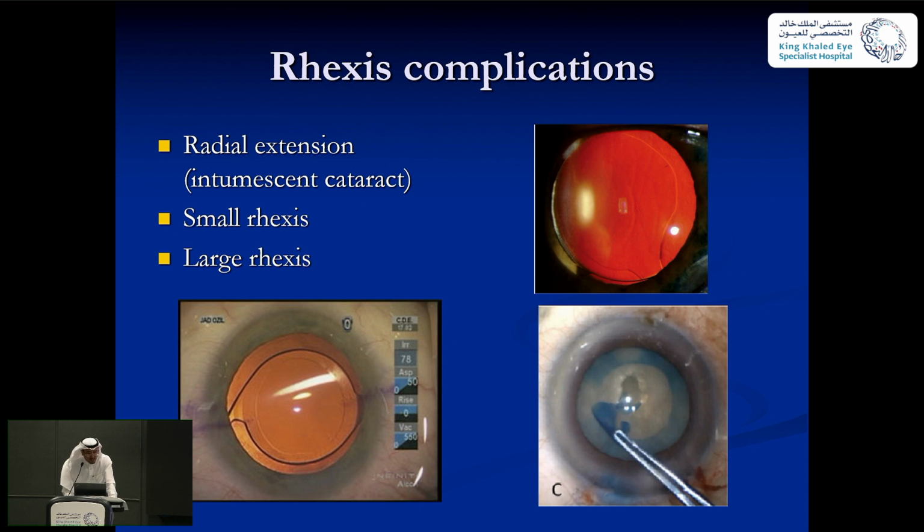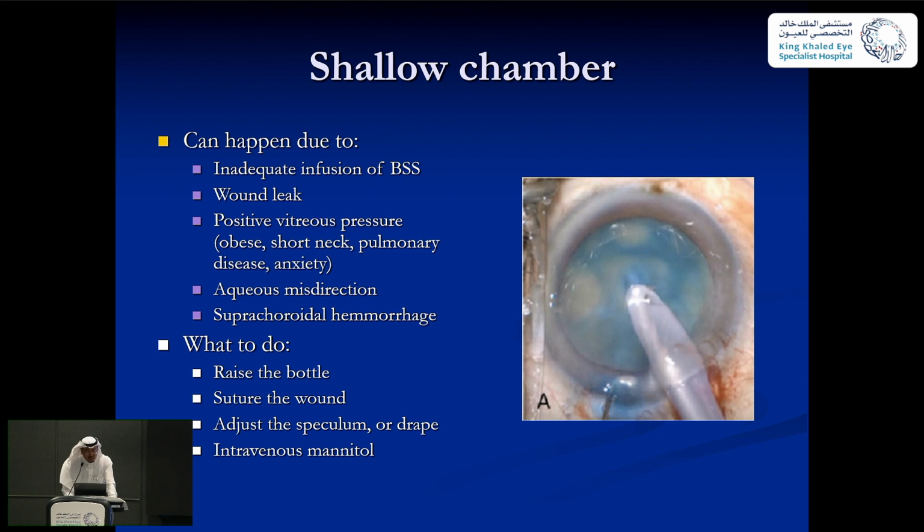In the upper right, you can see at 4 o'clock that there is a rhexis extension that happened there. And this is the bottom left, the most favorable rhexis size, in which it is not small, but not very large, and large enough to cover the optics of the IOL. What if during the surgery we had a shallow chamber?